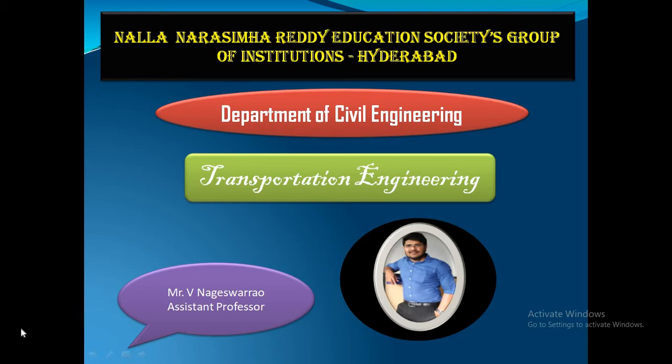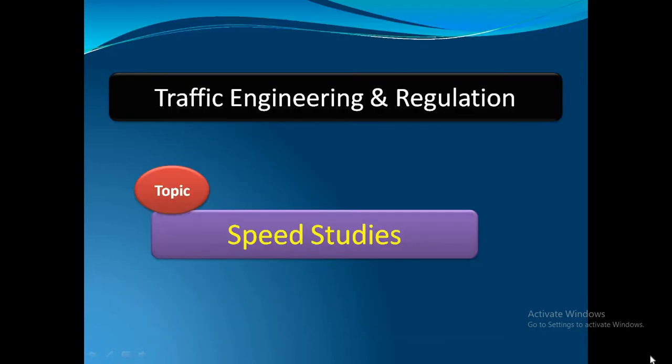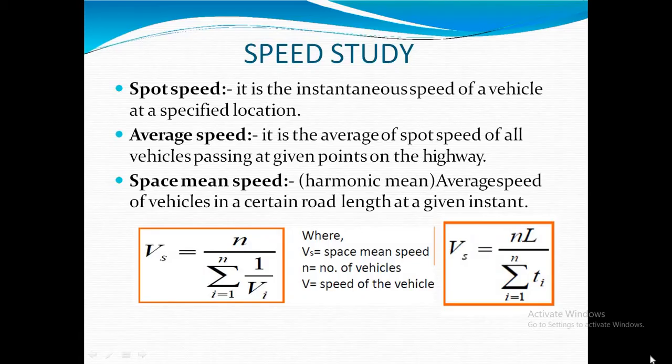Let us discuss one topic, speed studies, from Transportation Engineering of Coordinate, that is Traffic Engineering and Regulation. So what is speed studies? The actual speed of vehicles over a particular route may fluctuate widely depending on several factors such as geometric factors, traffic conditions, time, place, environment, and driver. This is known as speed study.